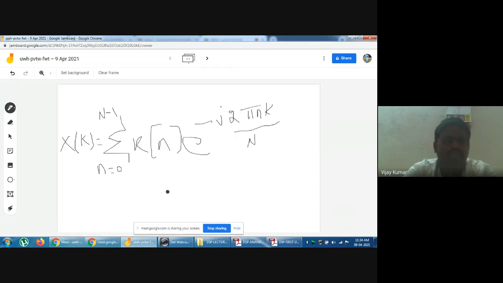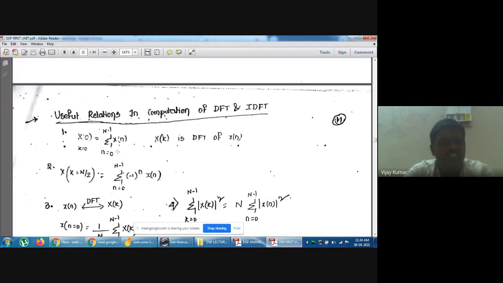So when k equal to 0, what happens to the formula? So e power 0 will be 1. So X of k equal to 0 is nothing but sum of all terms in time domain. So X of k equal to 0 is summation of x of n, which is quite useful in solving DFT.